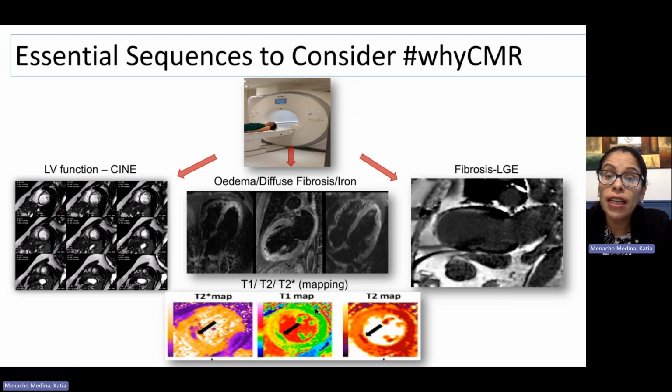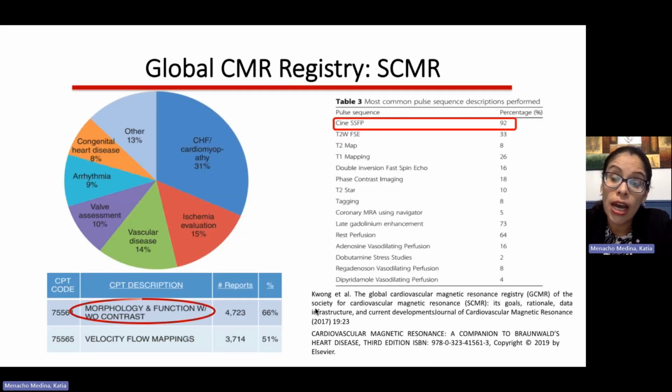And finally, you also have the mapping sequences for T2 star and for T2 mapping that you can use as a plus if you have them available in your scanner. And finally, the post-contrast sequence that is mainly late gadolinium enhancement to assess scarring and fibrosis.